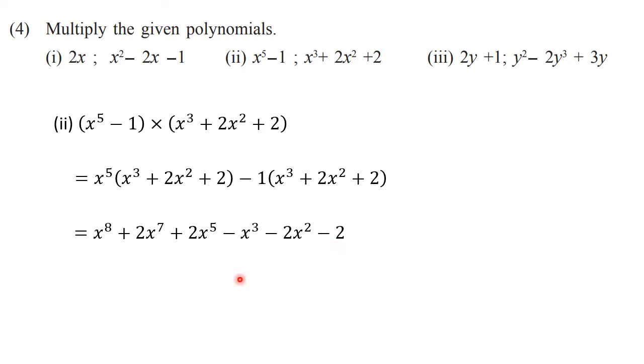Now just observe the degree here. Here the degree is 8. In the question, the degree of the first polynomial is 5 and the degree of the second polynomial is 3. So 5 plus 3 is 8. When we add up, we get the degree of the answer. So this is different from addition and subtraction. In case of addition and subtraction, what we saw, the degree of the answer does not increase. Either it remains the same or sometimes it can be less than the question also.